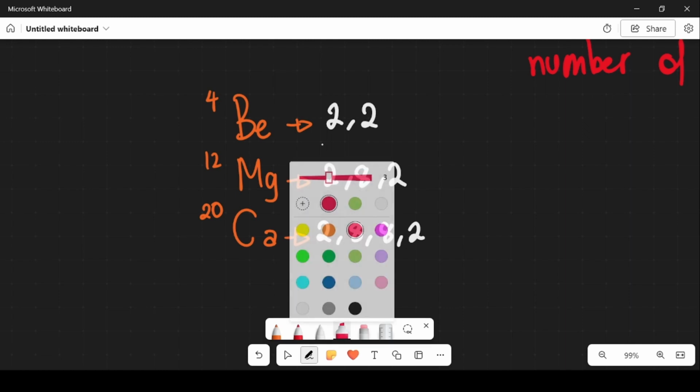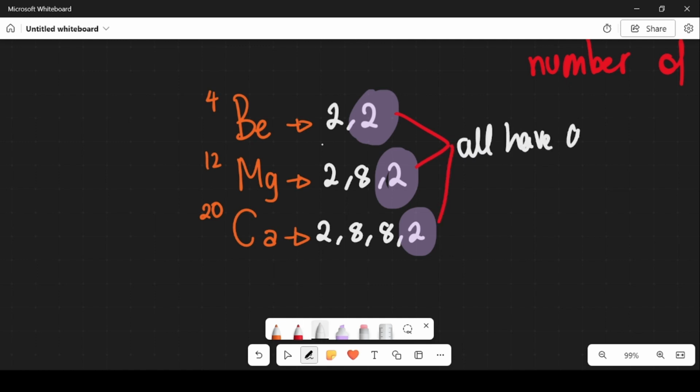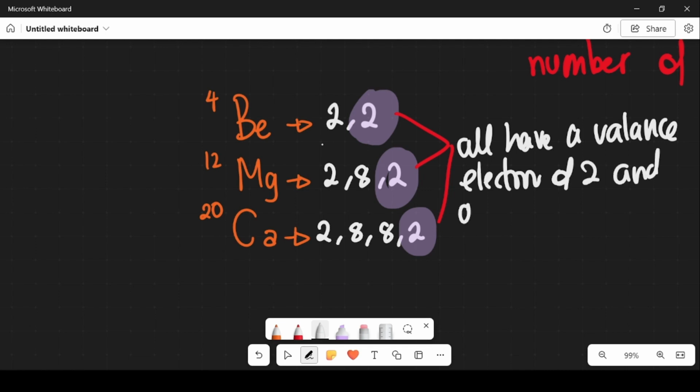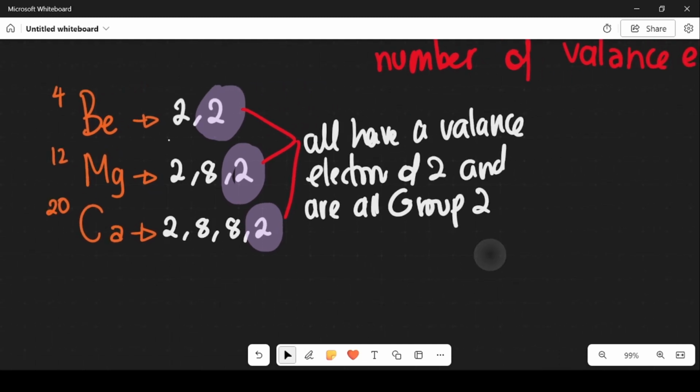What do we notice in here? Beryllium has a valence shell electron of 2. Magnesium has a valence electron of 2. Calcium has a valence electron of 2. They all have a valence electron of 2 and are all group 2 elements, right? Sorry, group 2 elements.